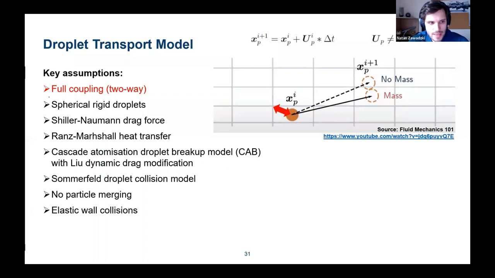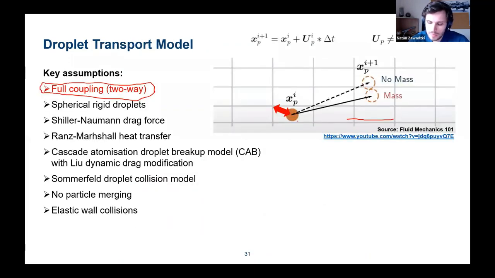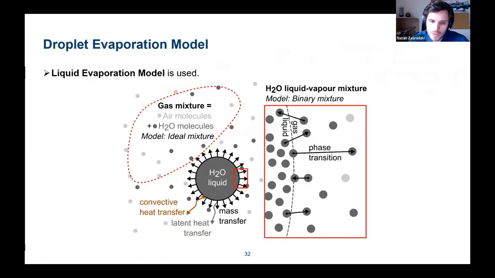The really crucial assumption here is that we applied full coupling, so the particle has an effect on the air, and the air has an effect on the particle, and so on. In each iteration, this is taken into account, and this is very important because the particles evaporate. And this is the second part of the trouble. This model is for solid particles, but our particles are not solid, they're liquid and they evaporate.